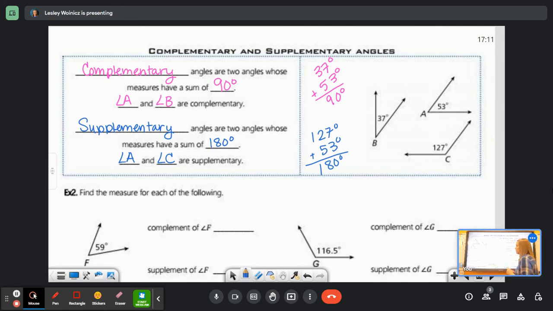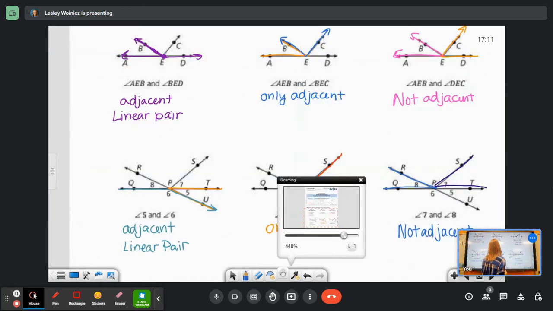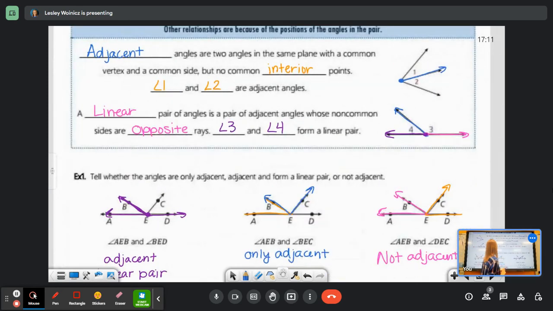Let's go back for 2 seconds. We're going to add something to a linear pair. A linear pair of angles, guess what a linear pair has their measures add up to? 180. So all linear pairs are supplementary. Please write that down. All linear pairs are supplementary.